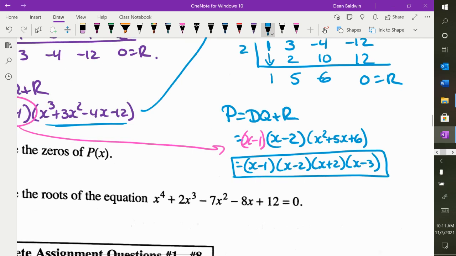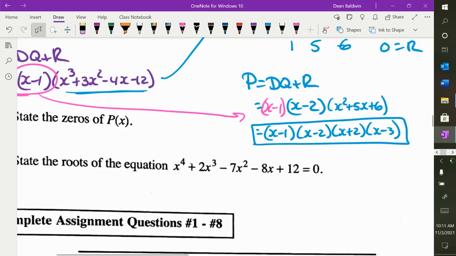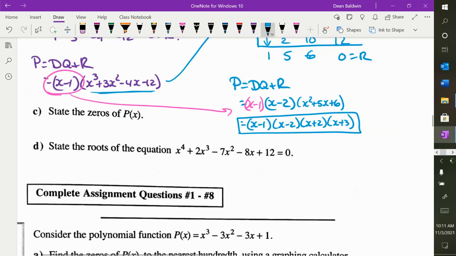So if they said, which they will, what are the roots of the equation? I'm just checking to make sure you're paying attention. You would tell me 1, 2, negative 2 and negative 3. There you go. The roots are 1, 2, negative 2 and negative 3. What makes each bracket 0?